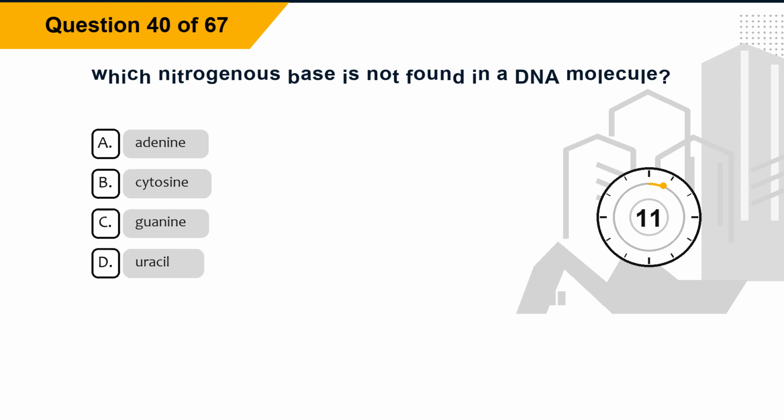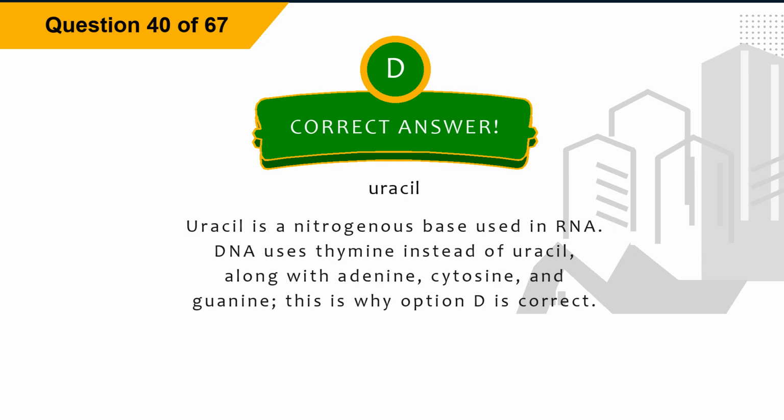Question 40. Which nitrogenous base is not found in a DNA molecule? Option A, adenine. Option B, cytosine. Option C, guanine. Option D, uracil. The correct answer is option D, uracil.